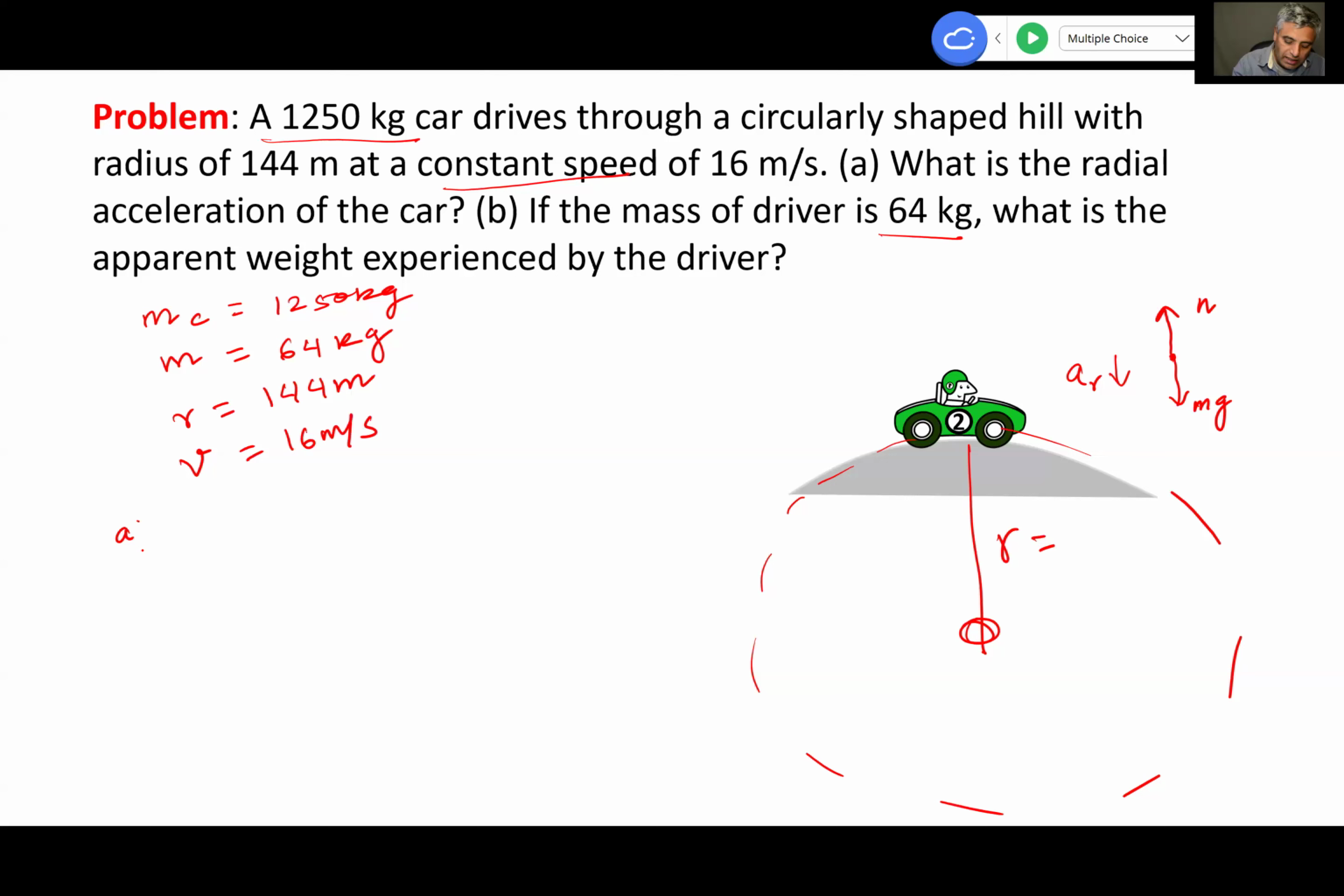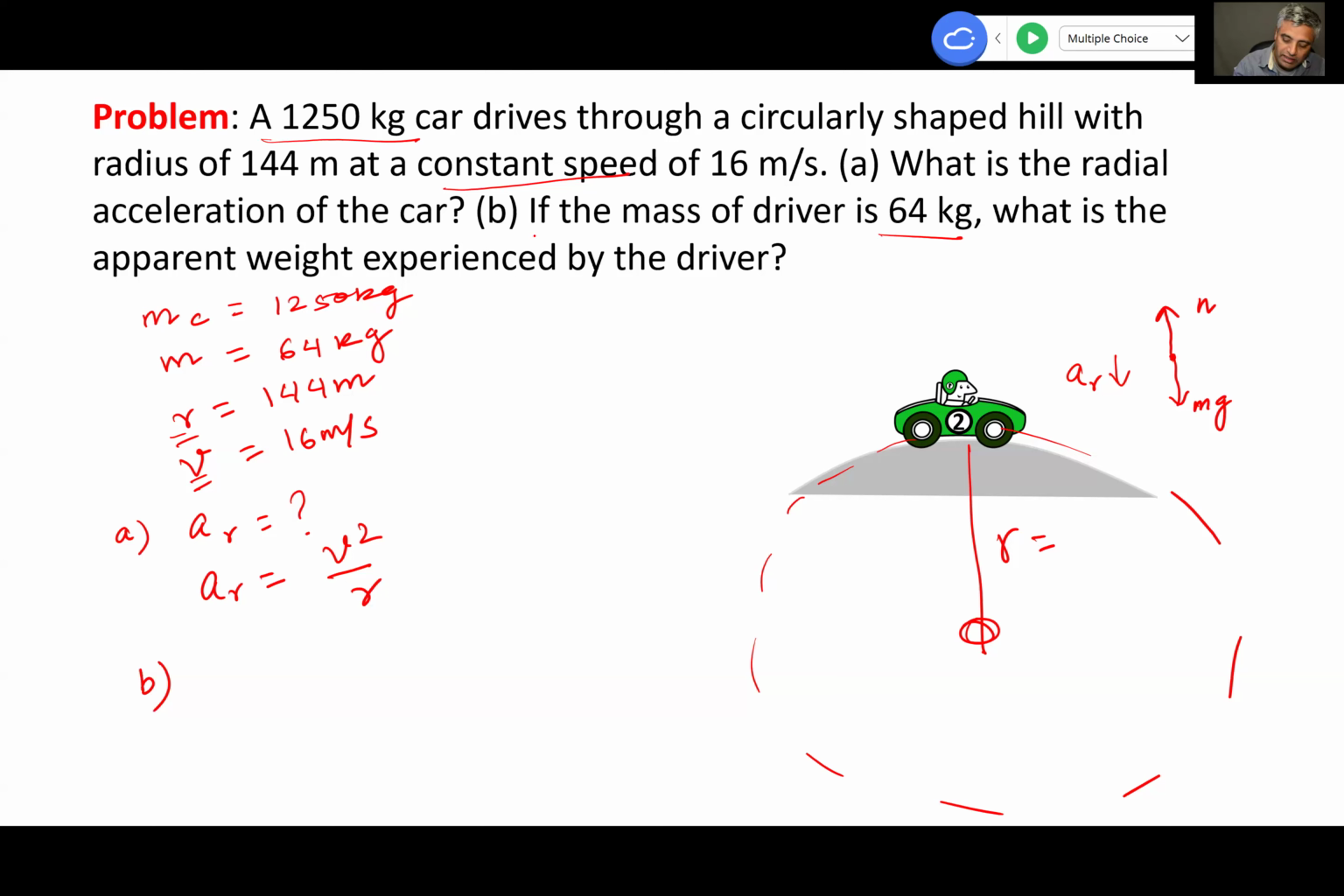In part A, it's asking us to find what is the radial acceleration. And for radial acceleration, since the speed is known and the radius is given, we can easily find that. So that's the radial acceleration of the car.